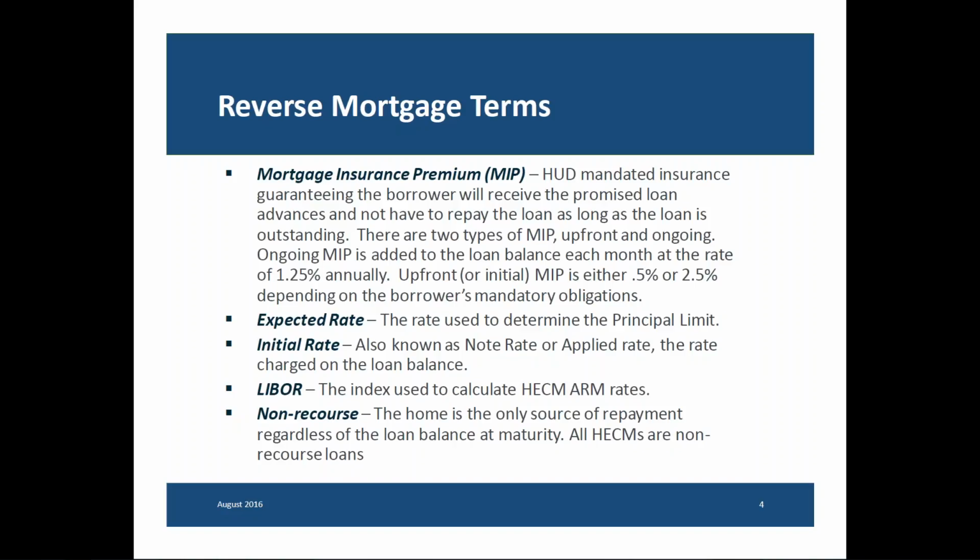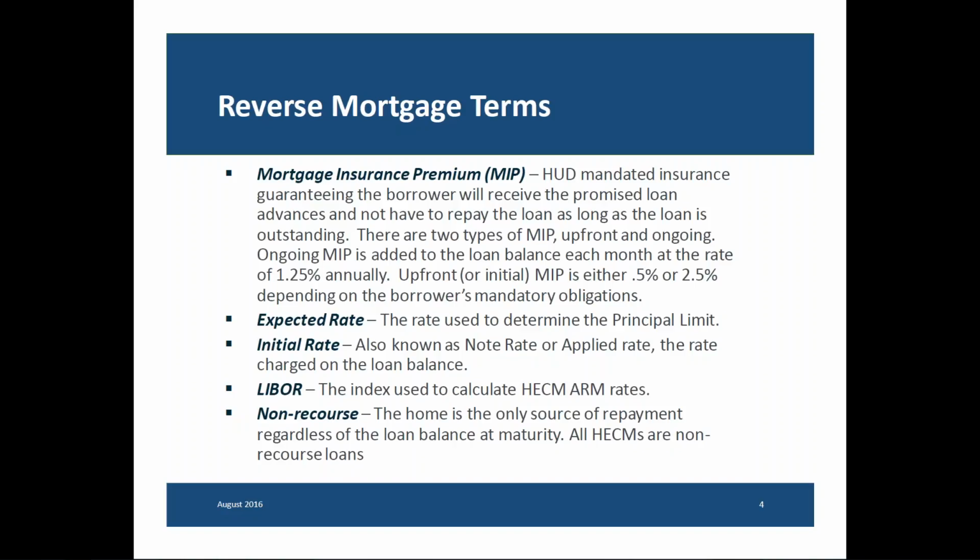The other type is the ongoing MIP, which is added to the loan balance each month at a rate of 1.25% annually. The expected rate is the rate that's used to determine the principal limit. The initial rate, also known as the note rate or the applied rate, is the rate that is charged on the loan balance. LIBOR, which stands for London Interbank Offered Rate, is the index that is used to calculate HECM ARM rates. If it's an annual ARM, we use the 1 year, and if it's a monthly ARM, we use the 1 month.